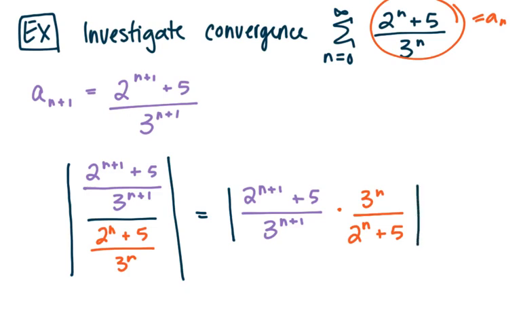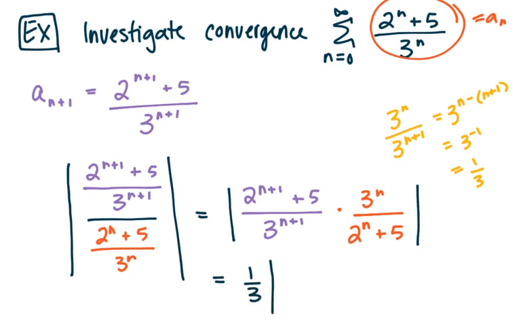So what happens when I go to simplify this? What happens with 3 to the n over 3 to the n plus 1? Well, that's the same as 3 to the n minus n plus 1, which simplifies to 3 to the negative 1, or 1/3. So this is now equal to 1/3 absolute value, 2 to the n plus 1 plus 5 over 2 to the n plus 5.